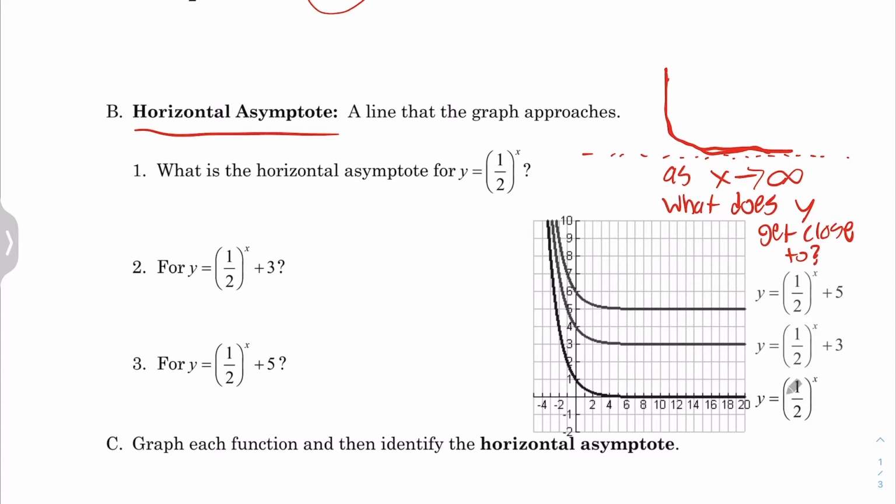And so for y equals 1/2 to the power of x, as x gets close to infinity, all these 1/2s are going to get really close to 0. So the horizontal asymptote is going to be at y equals 0.